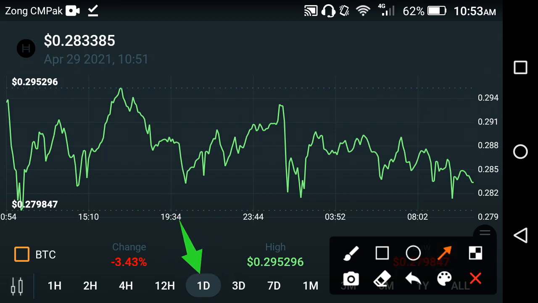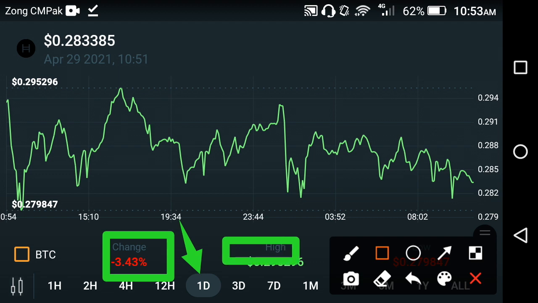As you can see here, friends, if we talk about the price change in the last 1 day in Hedera Hashgraph, the last 1 day change is about negative 3.43%, friends, and the highest price in this last 1 day period is about 0.295296 USD. The current price at this time of Hedera in the market is about 0.283385 USD.